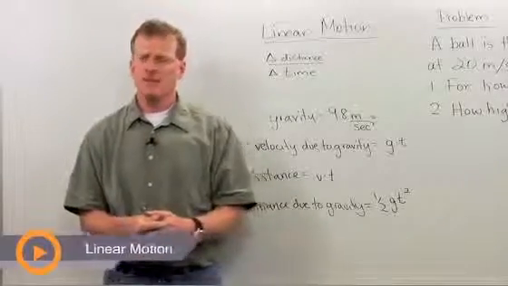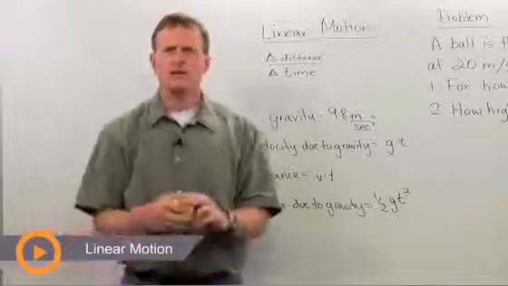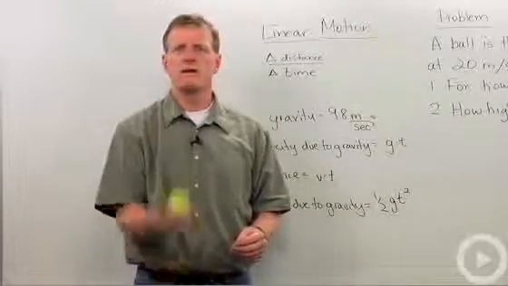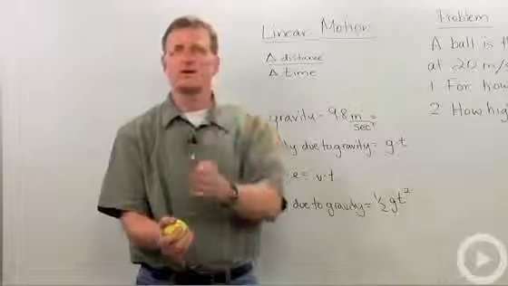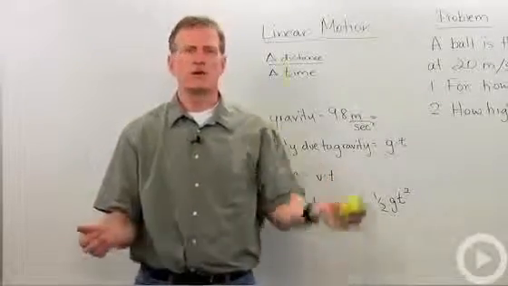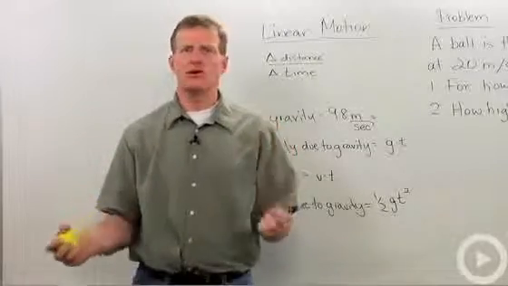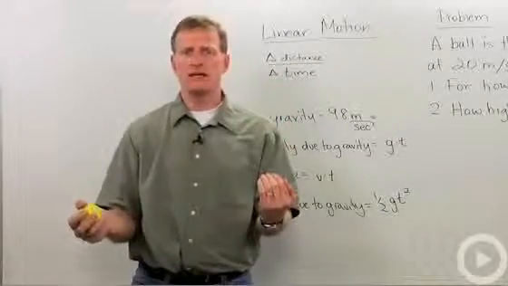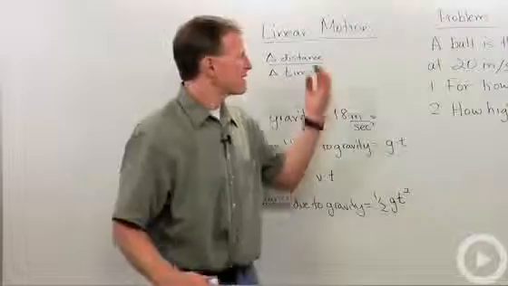Let's talk about linear motion. Here's an example of linear motion. I take this tennis ball and I throw it up and down. It's moving in one dimension, okay? That's a little different than parabolic motion, where it's moving at an angle and the force of gravity is also pulling it down. So let's first look at linear motion.